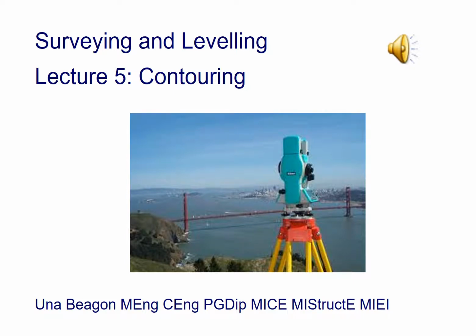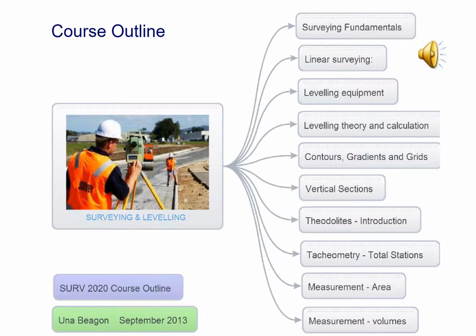Thanks. Just a reminder of the outline of the course. We covered surveying fundamentals, we did some work on linear surveying and carried out a practical for that. We talked about the different types of levels we have, and we have gone through in detail different levelling theory and calculation, including the rise and fall and the height collimation method. So we're now on the topic of contours, gradients and grids.